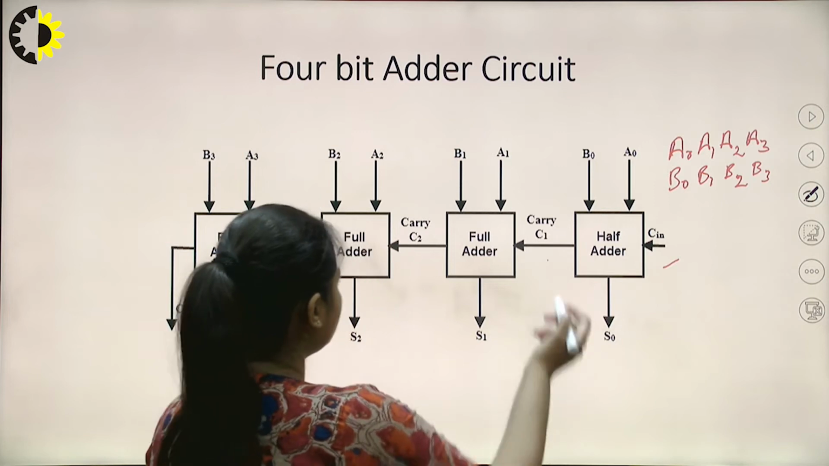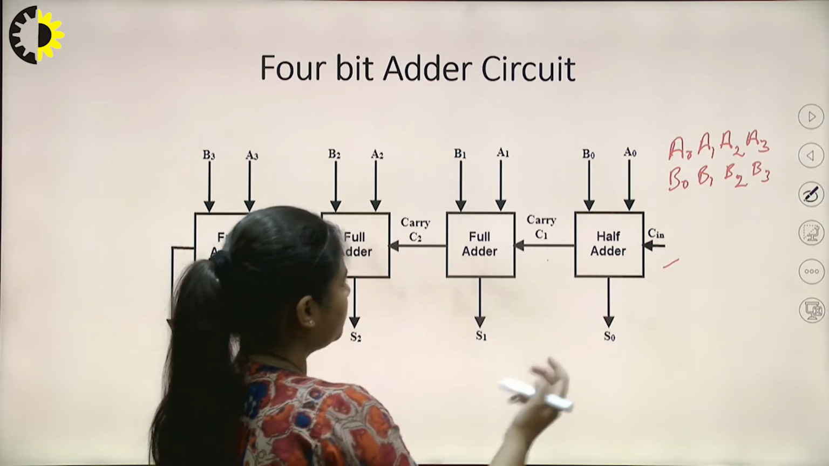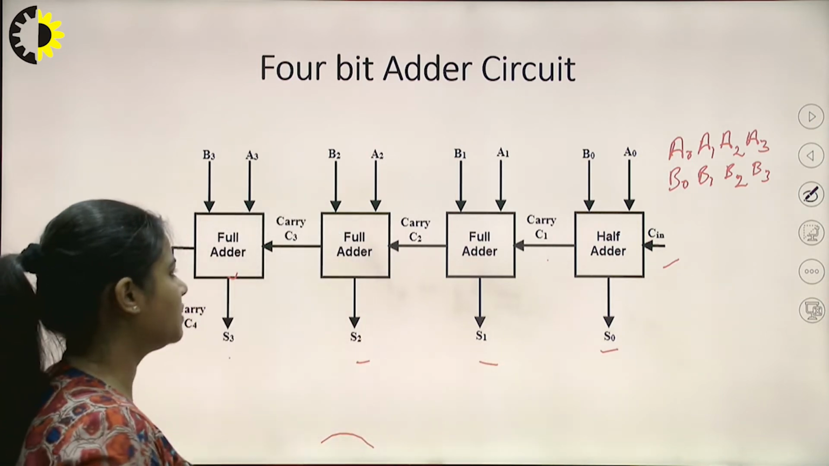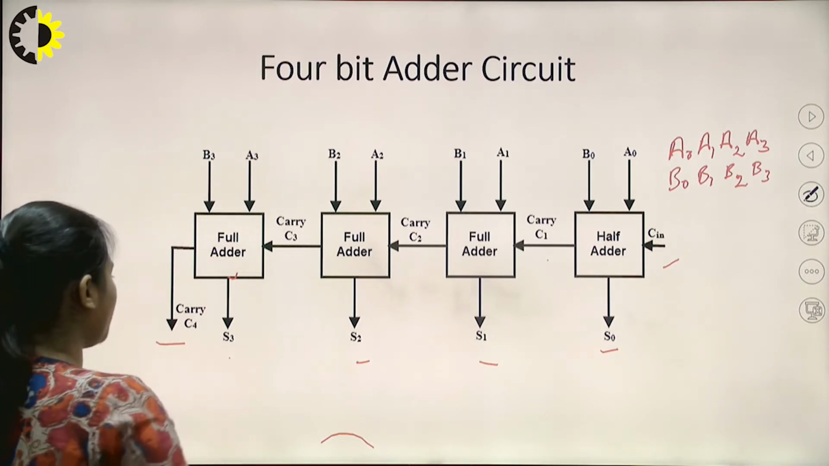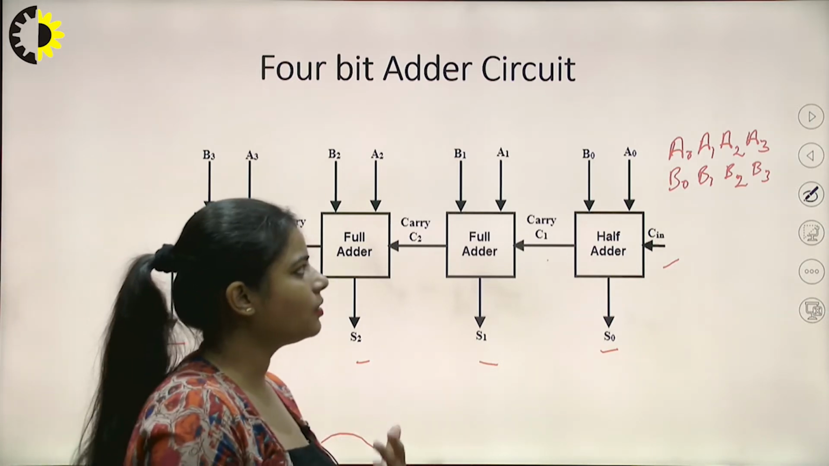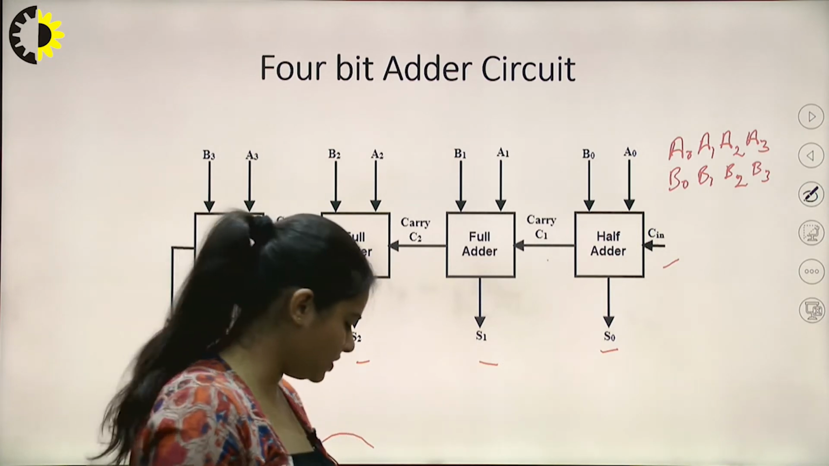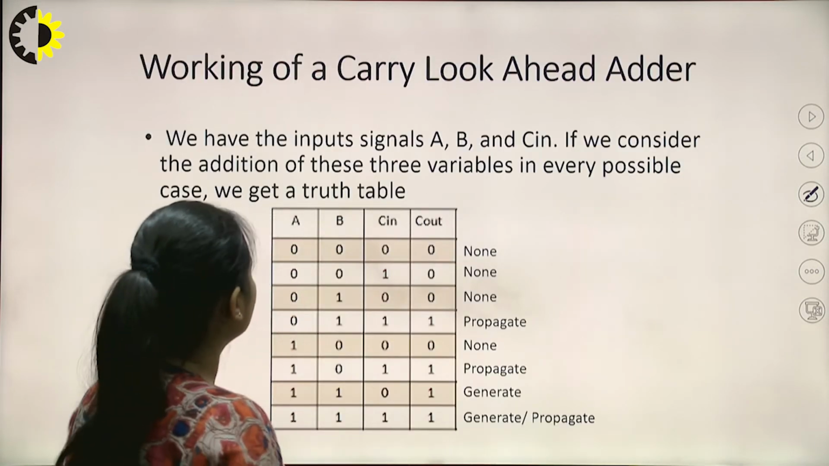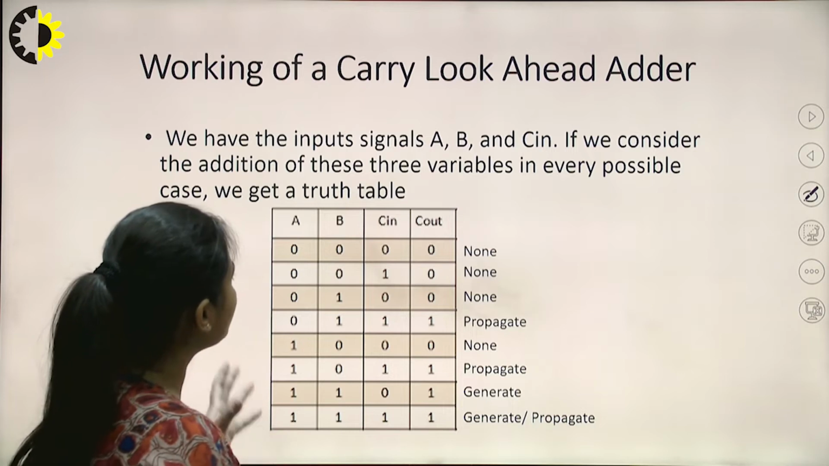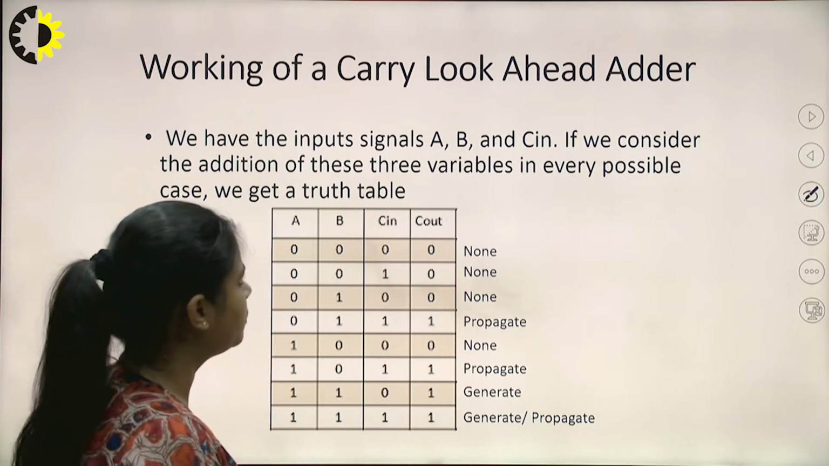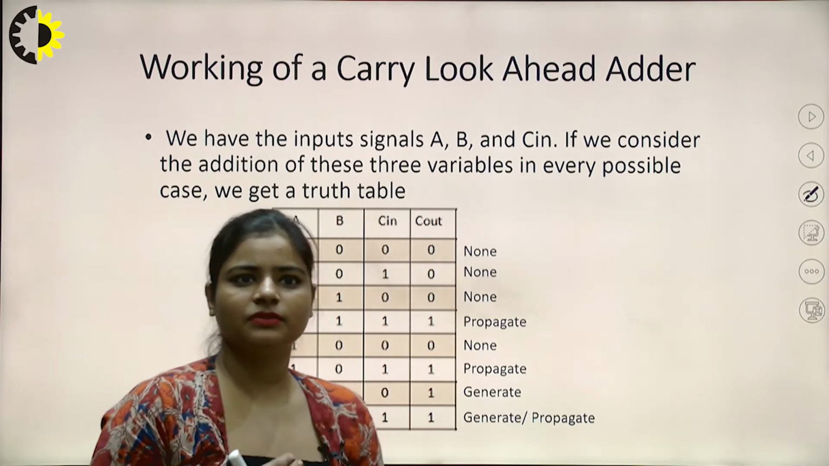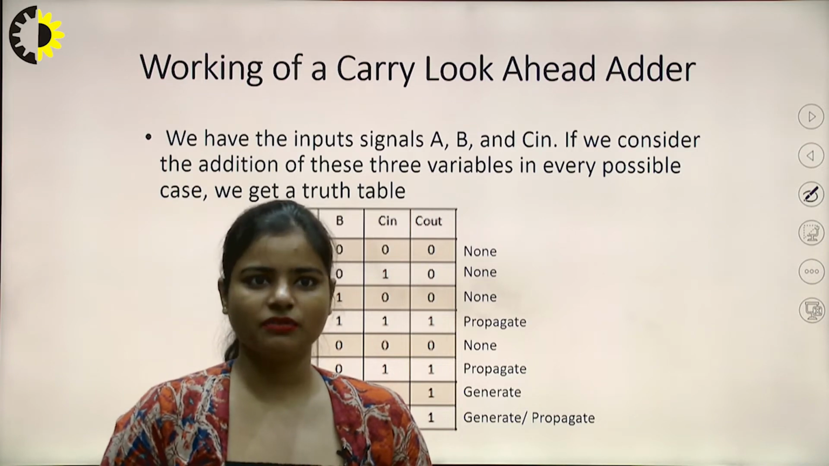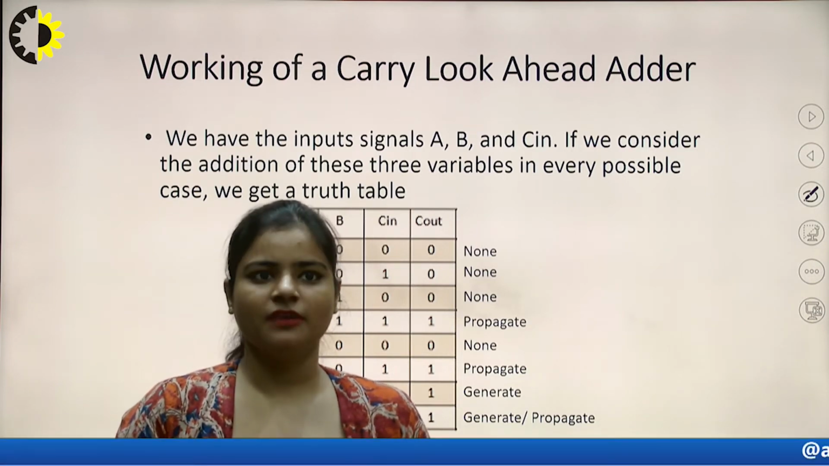After the completion of this circuit, we get two kinds of output: S0, S1, S2, S3 and the final carry. To understand the functionality of this complete adder, we have to see the basic working of a single stage. Before that, we should understand the mechanism under the working of a carry look ahead adder. Basically, we have input signals A, B and Cin, a carry. If we consider the addition of these three variables in every possible case, we can get a truth table like this.